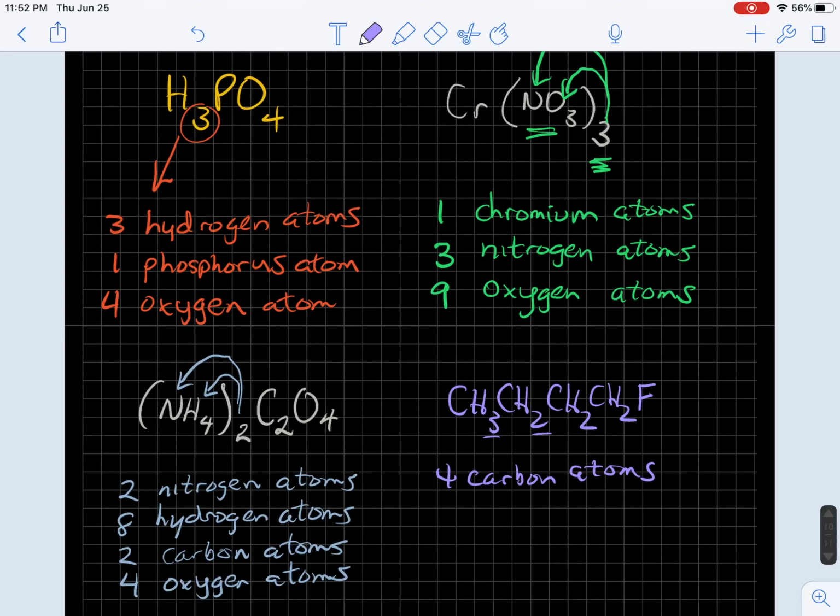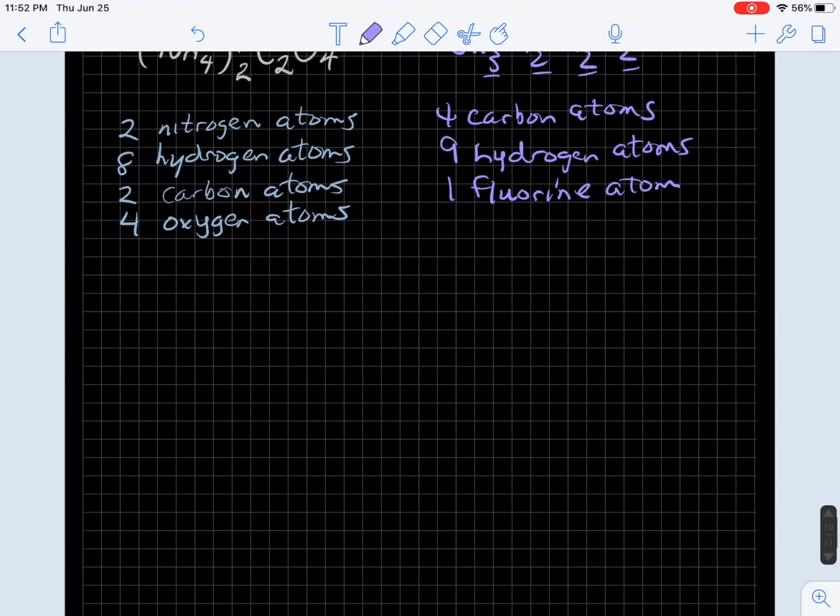And the hydrogens, we got 3, 5, 7, 9. And 1 little fluorine at the end. And remember, it's not spelled F-L-O, it's F-L-U-O-R. That would be fluorine the other way. 1 fluorine atom. Okay.